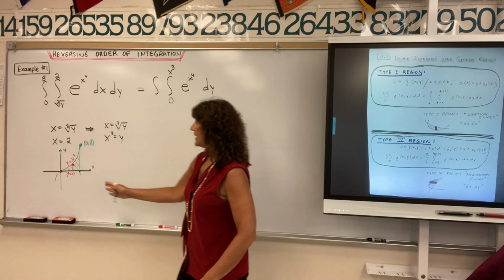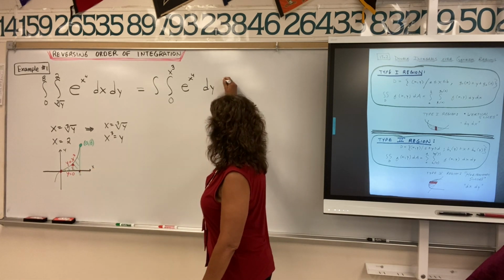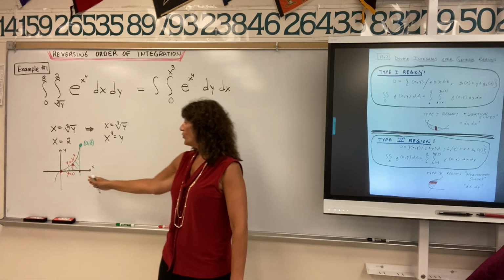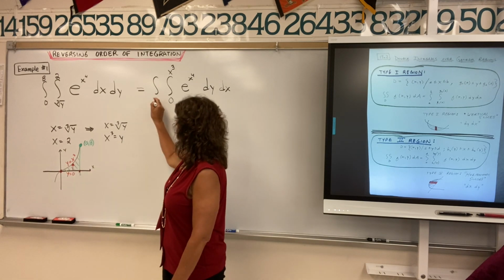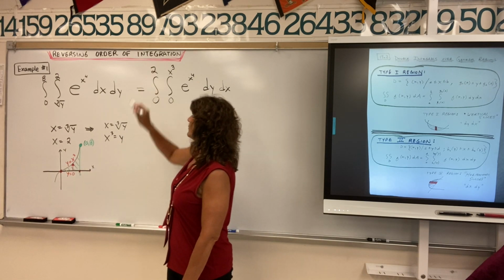And then your outside bounds, dy dx, your outside bounds could be horizontal. You're going from 0 to 2. 0 to 2 would be your outside bounds.